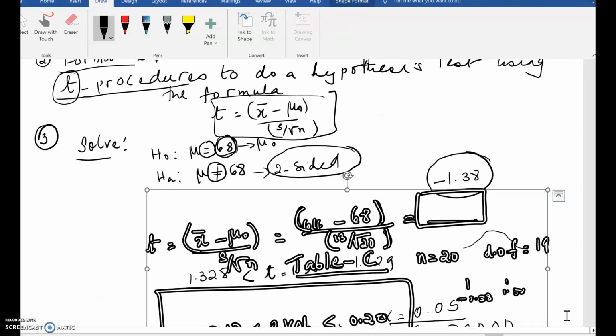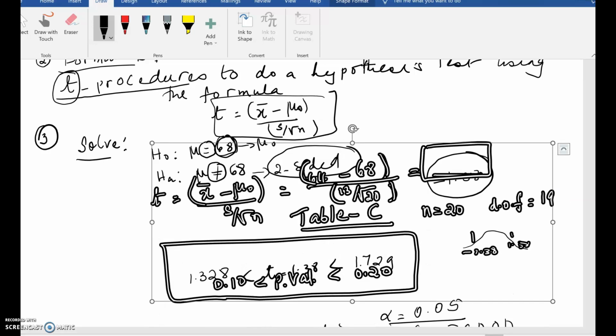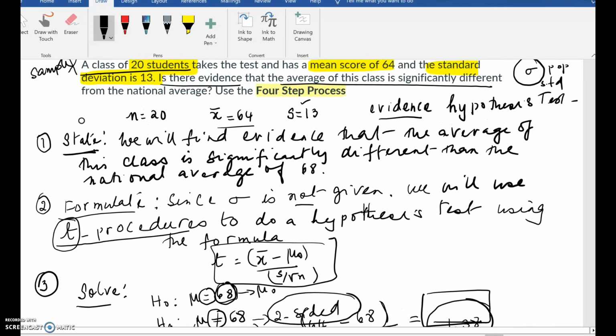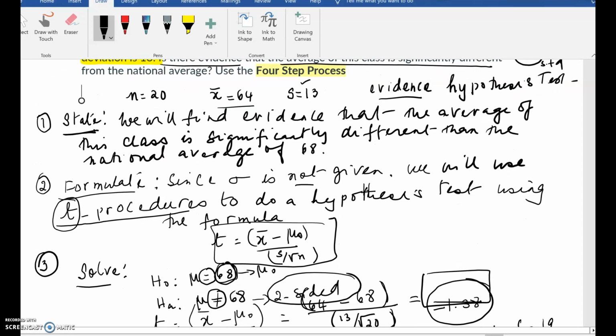So these are the 4 steps. You need to write down every single step clearly. State is writing down what you're planning to do. The most important thing is to identify whether sigma is given or not given, and then whether it's a confidence interval or a hypothesis test. For a confidence interval, we are estimating the mean, but if we are trying to prove something, it is a hypothesis test. And we end with, we do not have evidence that the average of this class is significantly different than the national average of 68.